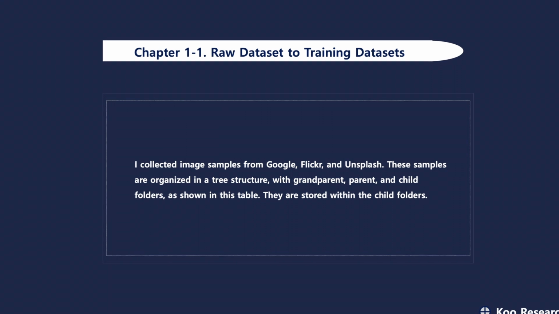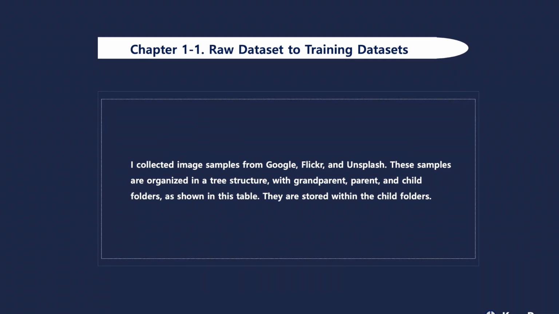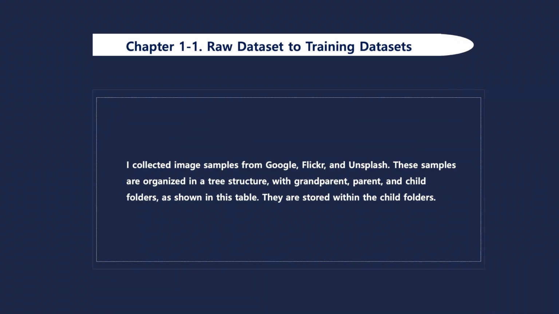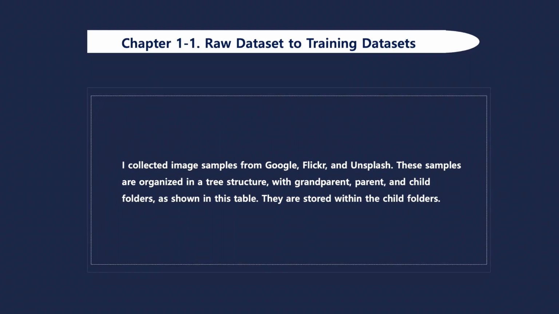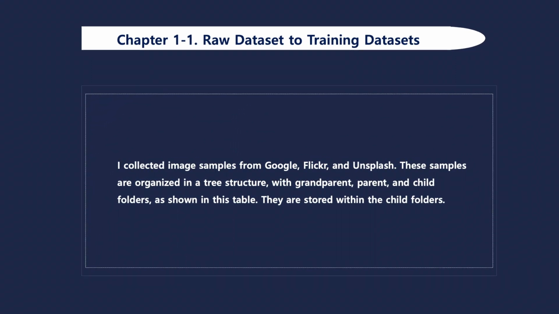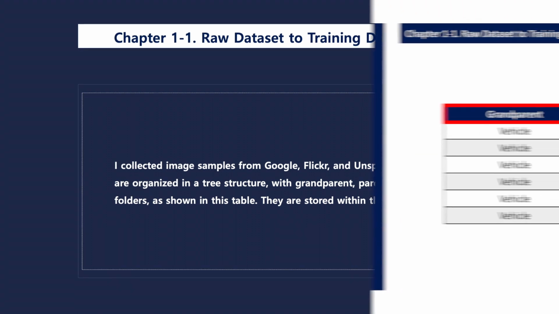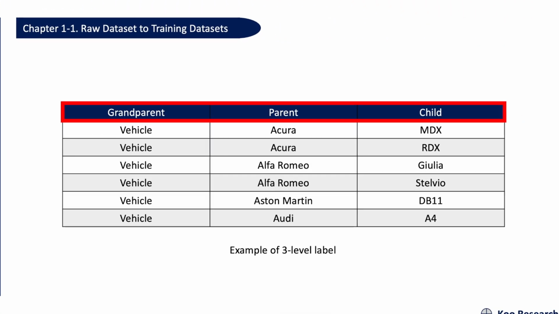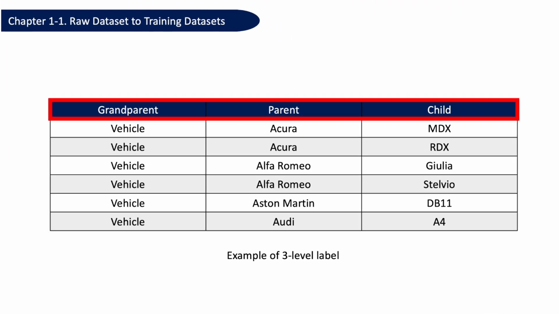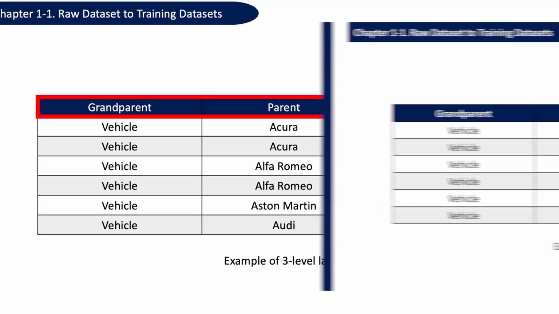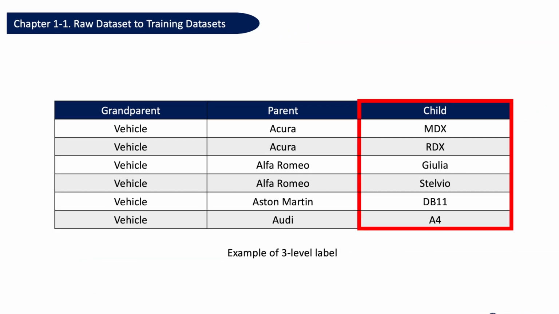Chapter 1-1. Raw dataset to training datasets. I collected image samples from Google, Flickr, and Unsplash. These samples are organized in a tree structure, with grandparent, parent, and child folders, as shown in this table. They are stored within the child folders.